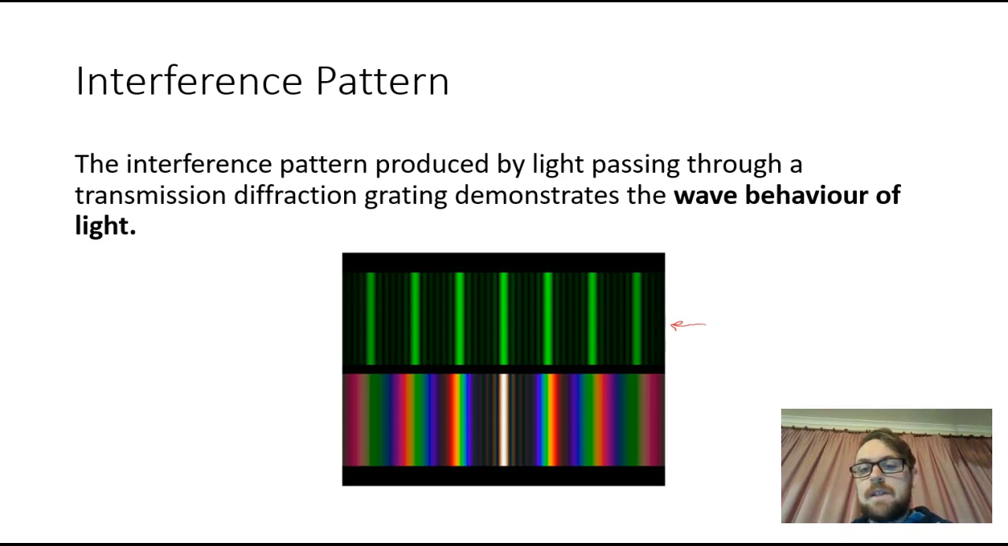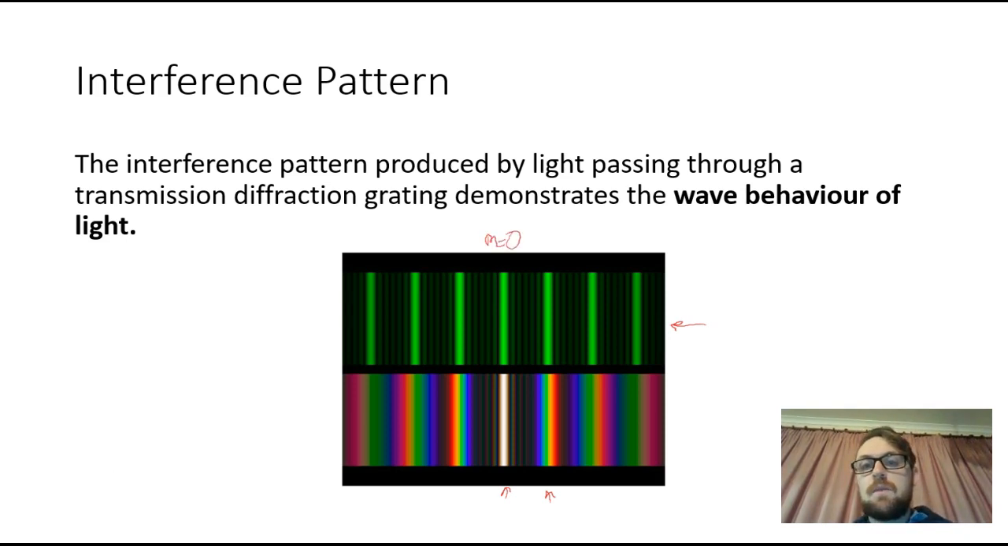And down the bottom, we can see what happens when we shine white light through there. We've got the white band in the middle. And as we go across, we see the white light is separated into its individual colors, but we'll talk about that later.